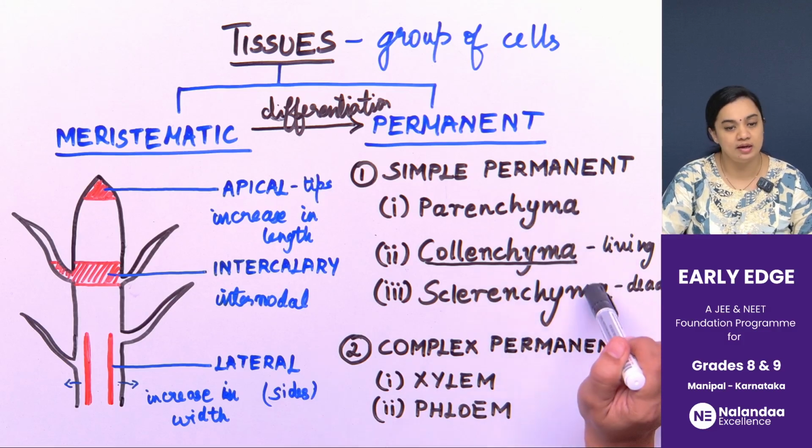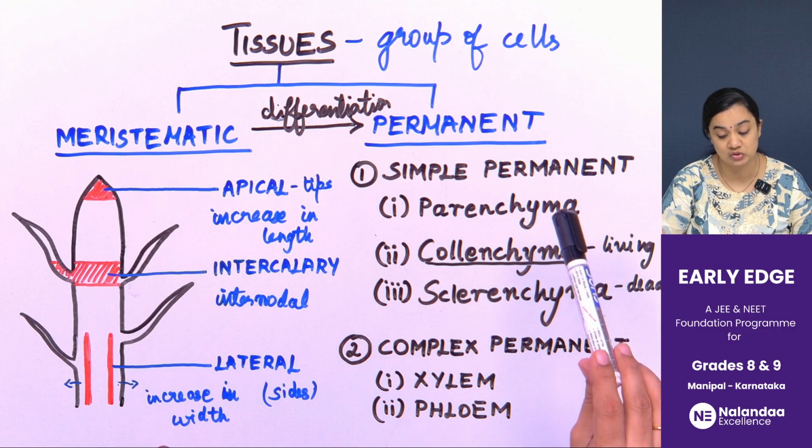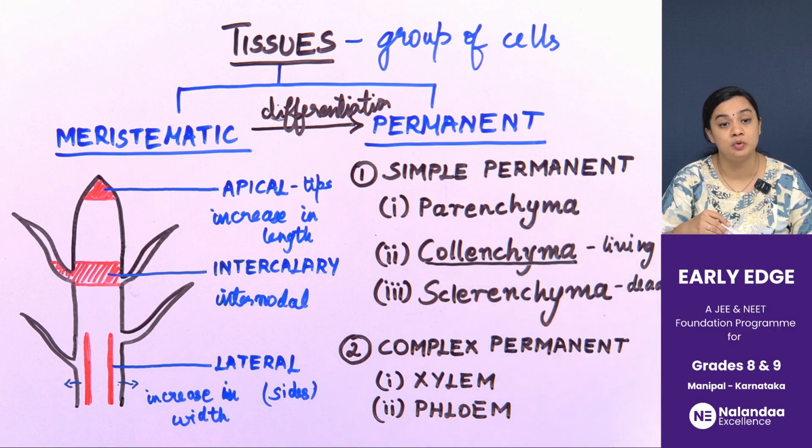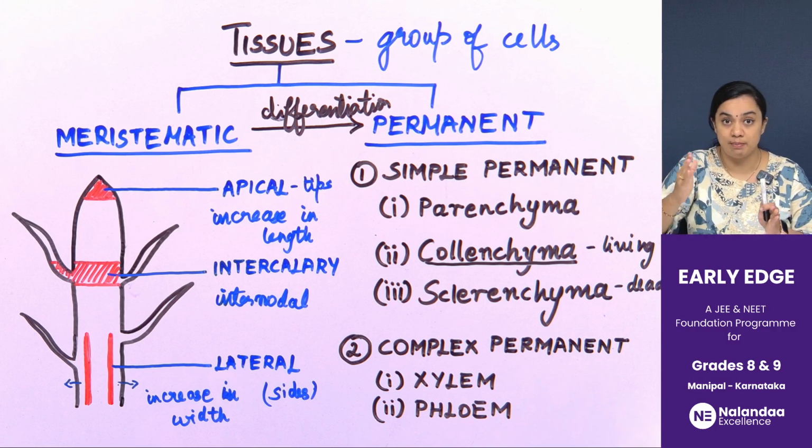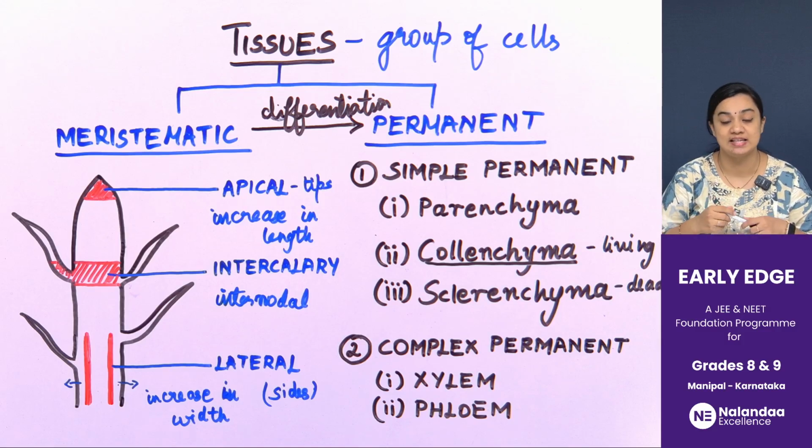So parenchyma, collenchyma and sclerenchyma are tissues that are simple, meaning composed of only one type of cells, whereas the other type, which is complex permanent tissue, we have xylem and phloem, where we have different types of cells. Those cells are actually different in their function, they're different in their size, in their shape, everything. So different types of cells will make up one single tissue, and that is called a complex permanent tissue. Clear? So under examples of complex permanent tissues, we have xylem and phloem.